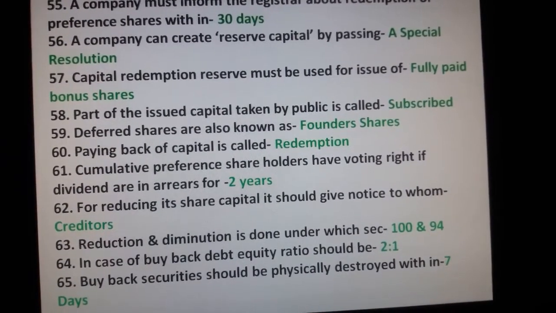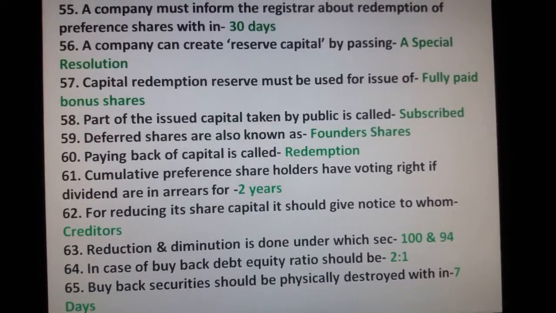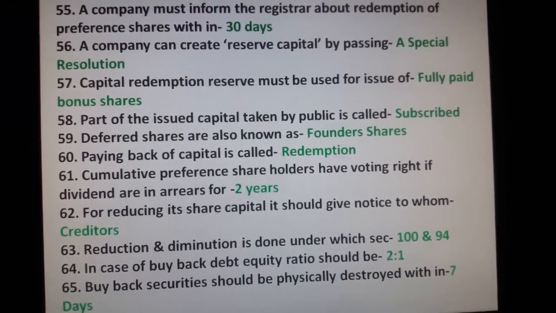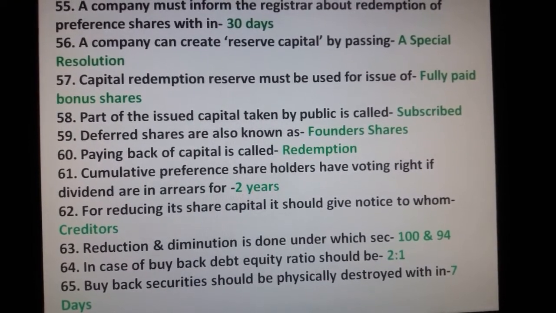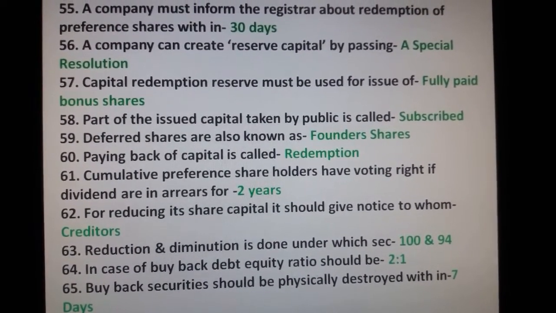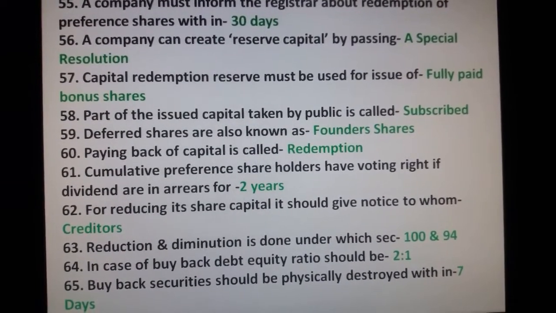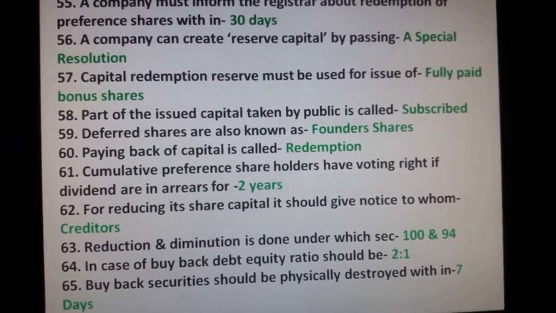Part of the issued capital taken by public is called subscribed capital. Deferred share are also known as founder's share. Paying back of capital is called redemption. Cumulative preference shareholders have voting right if dividends are in arrear for 2 years. For reducing its share capital, it should give notice to whom?